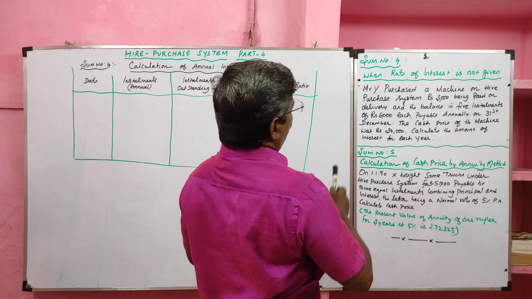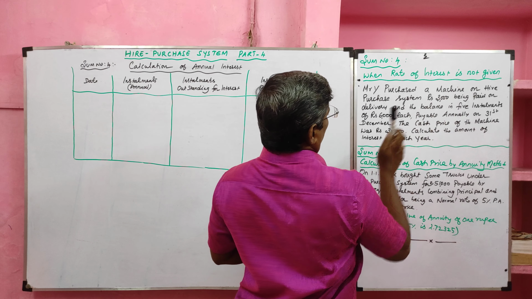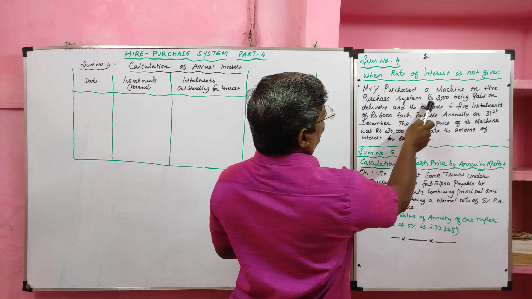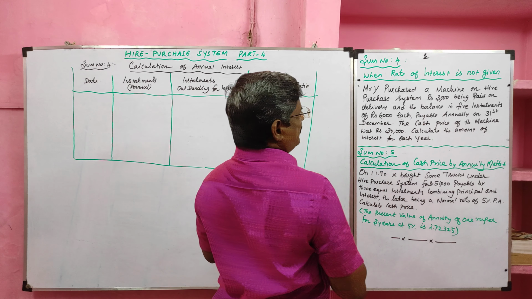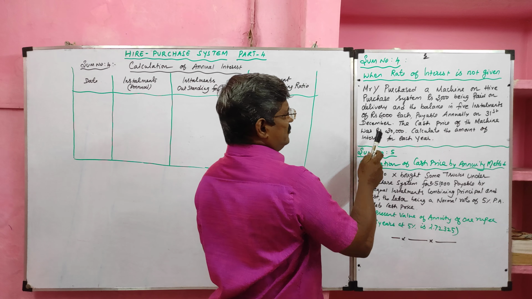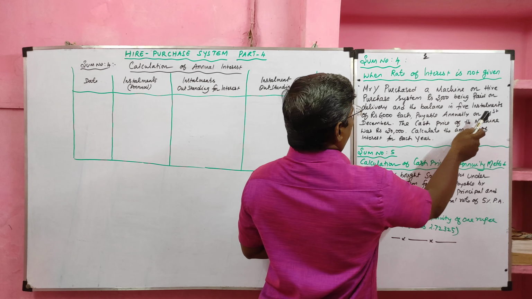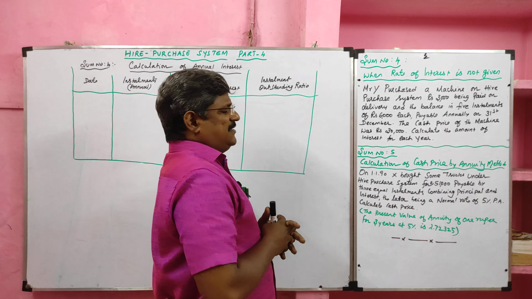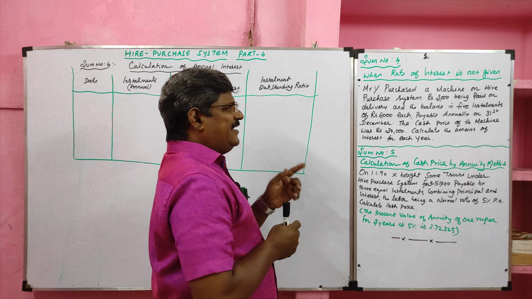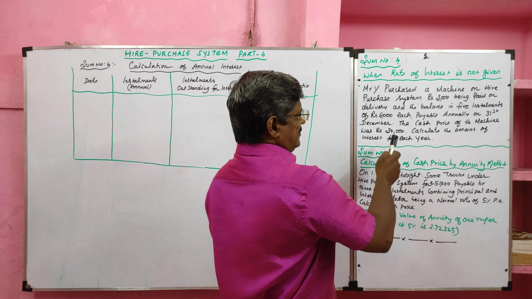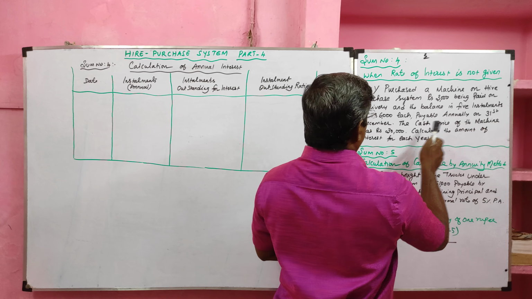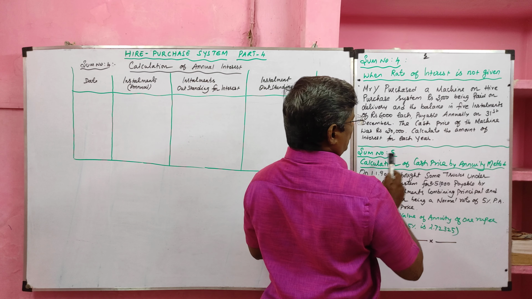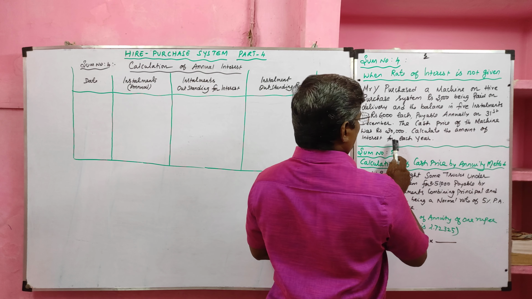Sum number 4. When rate of interest is not given, Mr. Y purchased a machine on hire purchase system, rupees 3000 being paid on delivery. So on down payment he paid rupees 3000 and the balance in 5 installments of rupees 6000 each, payable annually on 31st December of every year. The cash price of the machine was rupees 30,000. Calculate the amount of interest for each year.